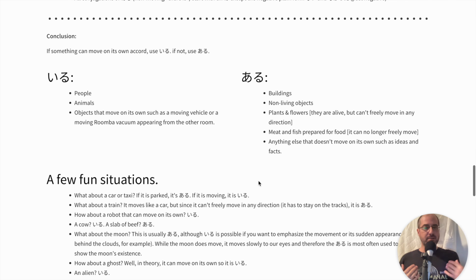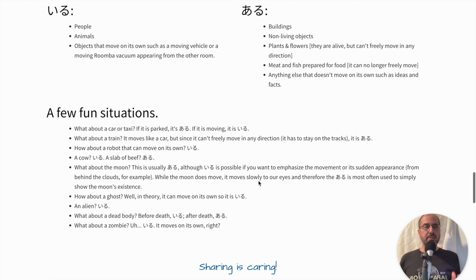Aru is buildings, for example, things that don't move, non-living objects, plants and flowers. You say, what, they're alive? Well, again, remember, it's not about whether they're alive or dead. It's about whether they can freely move on their own and in any direction. You can say, well, flowers can move because they grow, right? But it's so slow. We don't really see that with our eyes, and they're not free to just get up and move across the state or across the country. Meat and fish prepared for food can't move anymore, so they use aru.